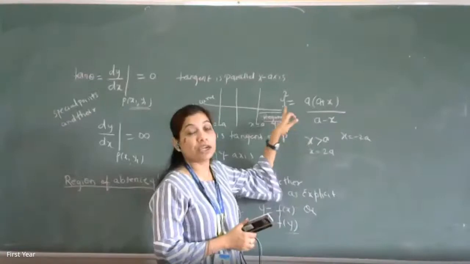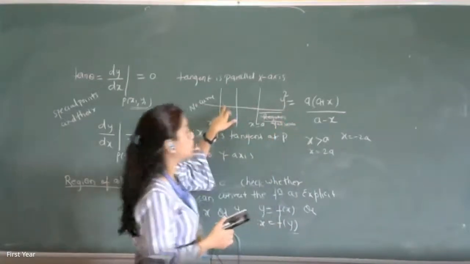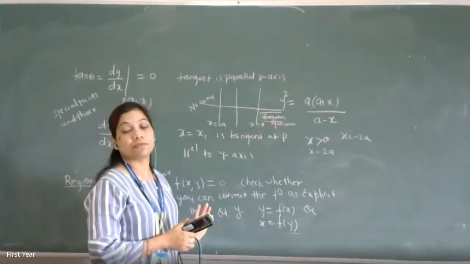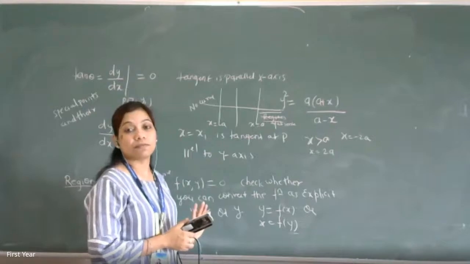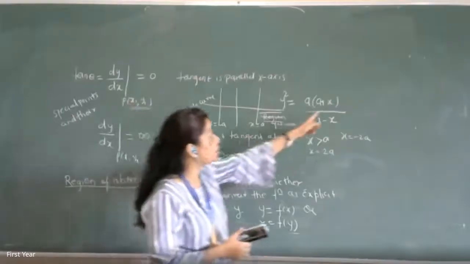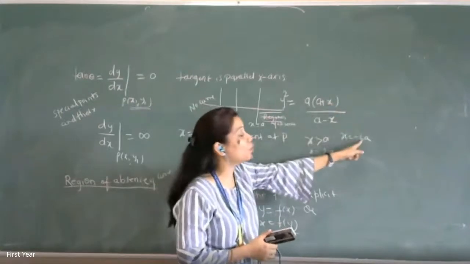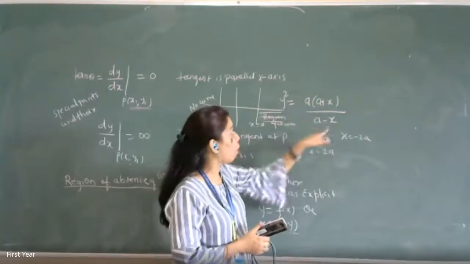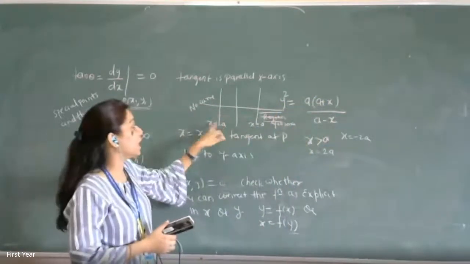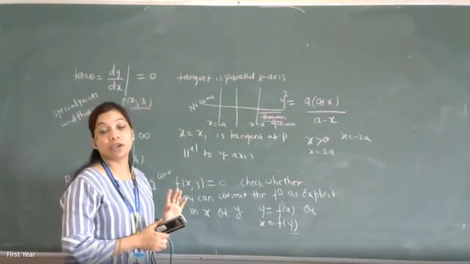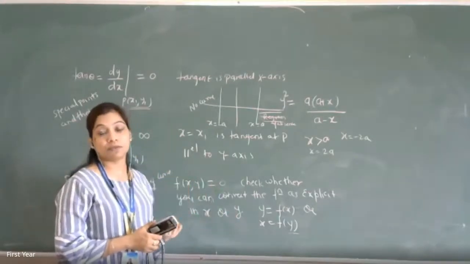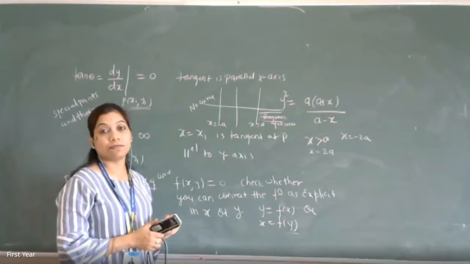So if y square is negative, that means it is imaginary, so I cannot draw it in the real number system. That's why for x greater than a, there won't be any curve. It is not possible to draw the curve. Similarly, if x is less than minus a, for example minus 2a, then a minus (minus 2a) will become 3a in the denominator, and y square again will become negative. So for x less than minus a also no curve will exist. So what's the region of absence? x greater than a and x less than minus a is your region of absence. Is it okay?